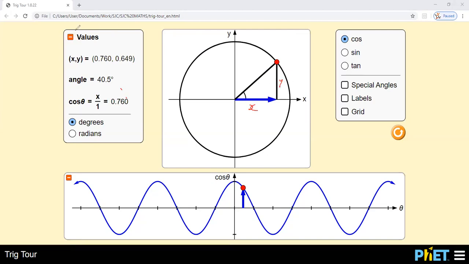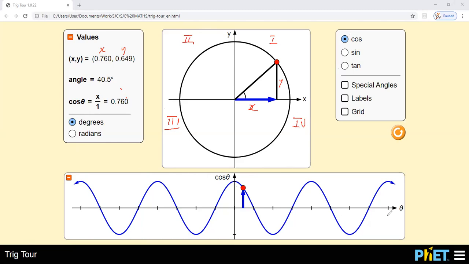Now, you see this block here which says values, actually tells us the x value and the y value on each point of the circle. Remember, this is the first quadrant, this is the second quadrant, this is the third quadrant, this is the fourth quadrant. Okay? Now, down here, I have the graph of each function that I would have selected. In this case, I've selected the cosine. So this is how the graph of the cosine looks like.